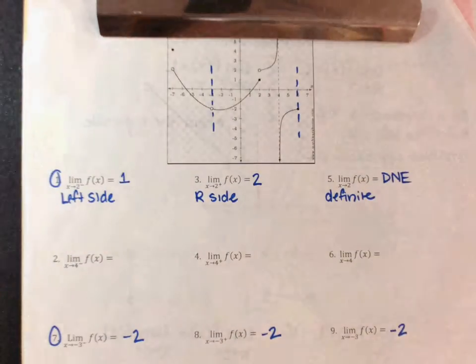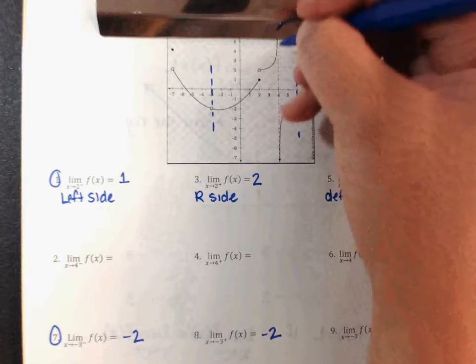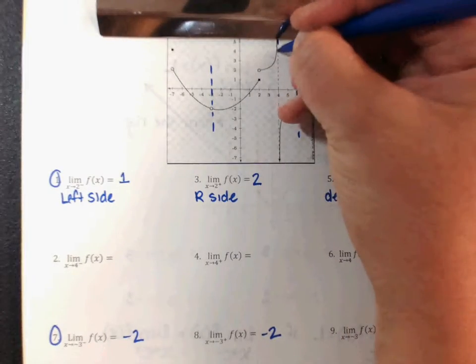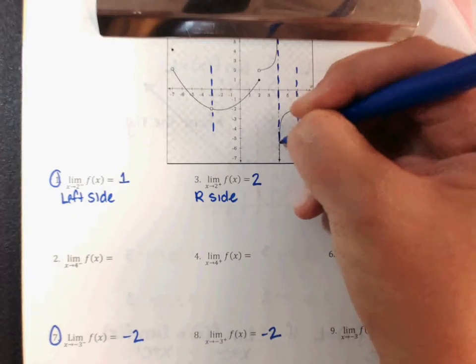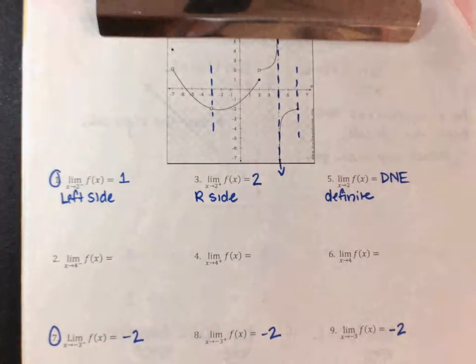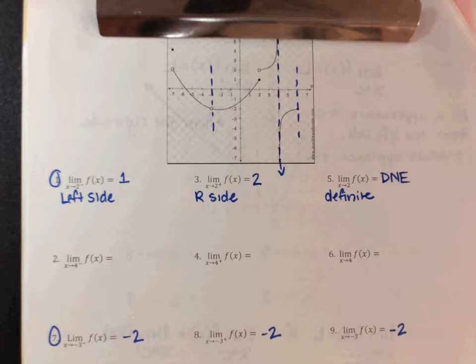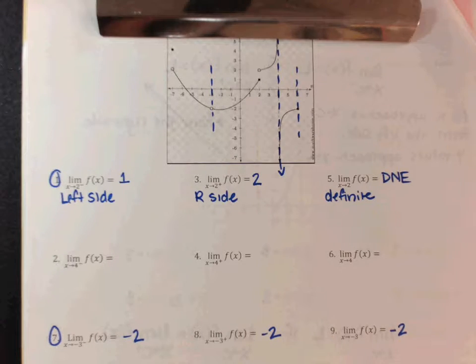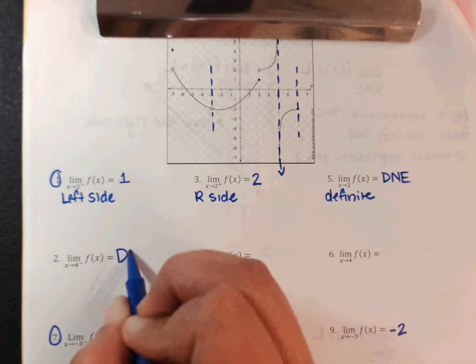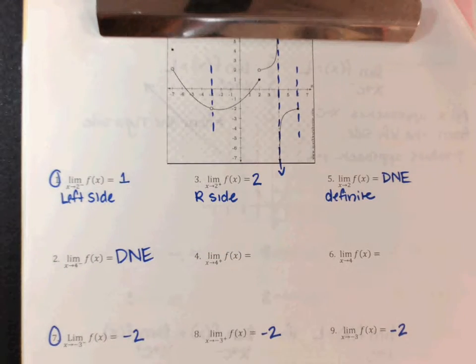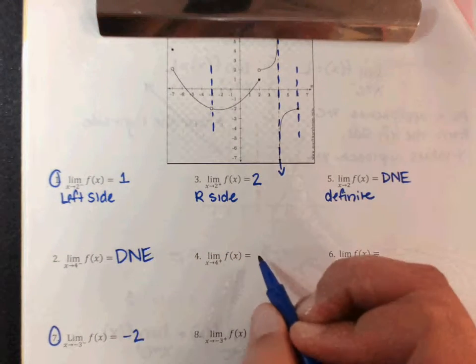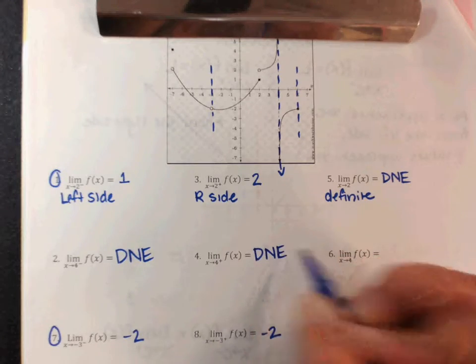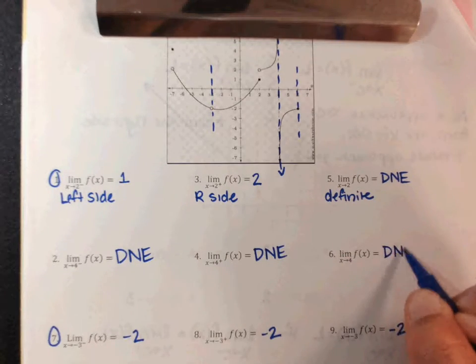Okay, let's go back to the second row that we skipped. Okay, four. This is supposed to be an asymptote. So what that means is that your graph is going to approach that line from both sides, but it is not ever going to hit an actual number. So as I approach four from the left, is my graph approaching a specific number? No. What would you put? DNE. Does not exist. What about if I approach from the right side? DNE. Which means the limit overall does not exist as well.